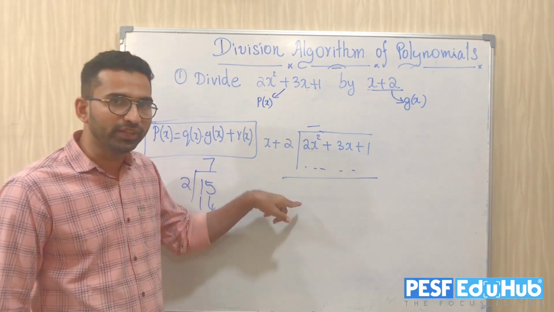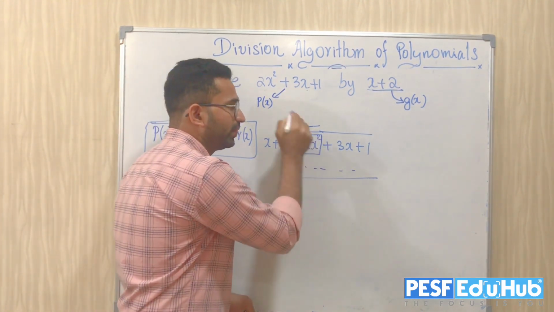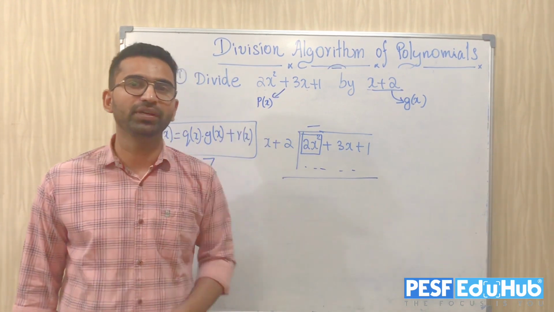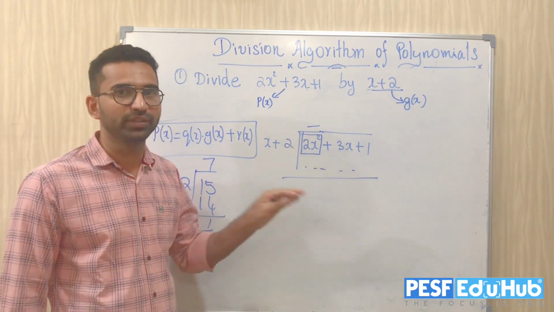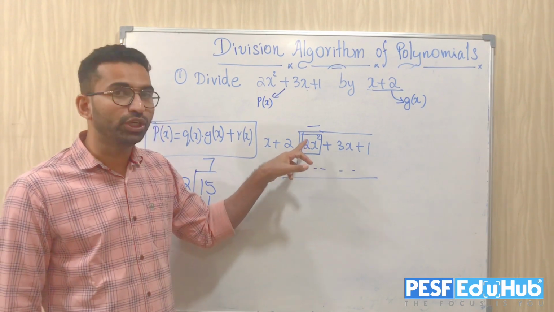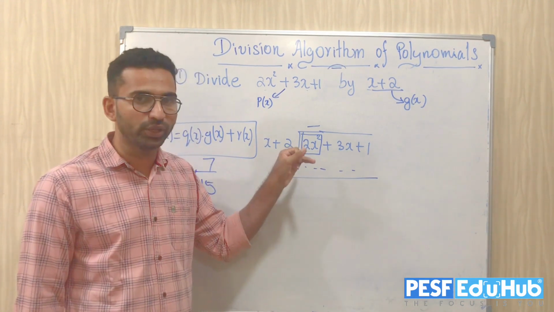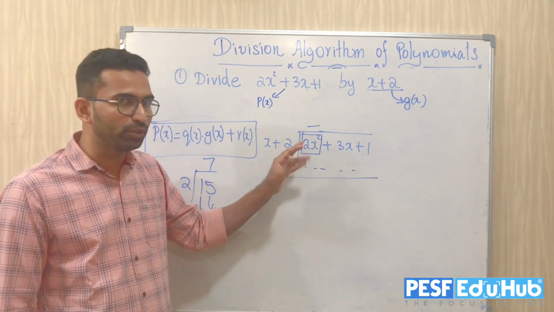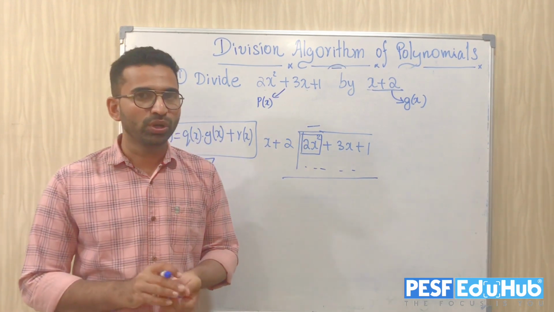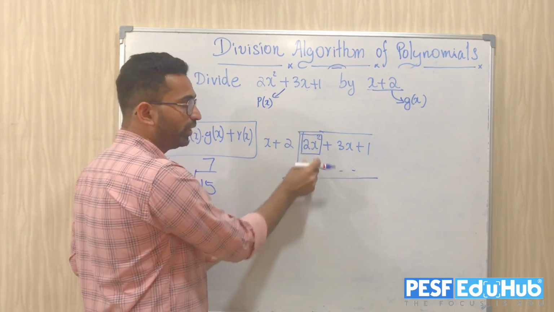The same thing we are going to do here, but you have to keep in mind, when we move from one step to another step, there should be a point that the term containing the highest exponent should disappear when we move from one step to another step. For this particular expression, what is the highest term? It is 2x square. So when we move to the second step, this term should disappear.